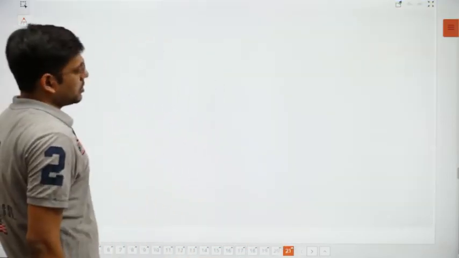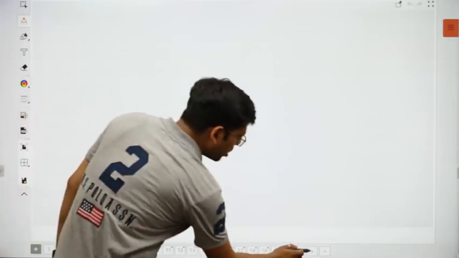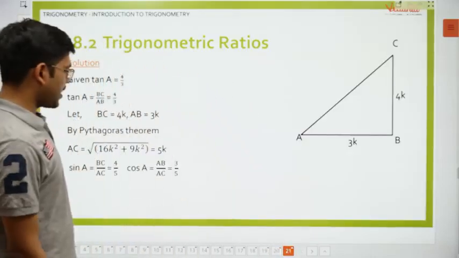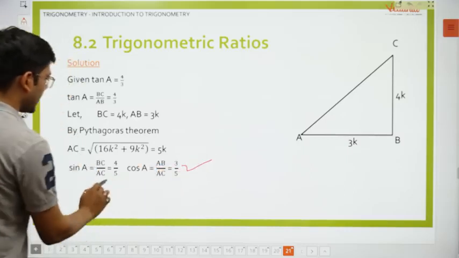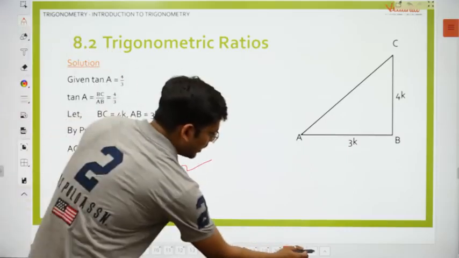Moving on to the next questions. Where is the question? Okay, we have the 21st question. See, this is the solution. What we just got right now.